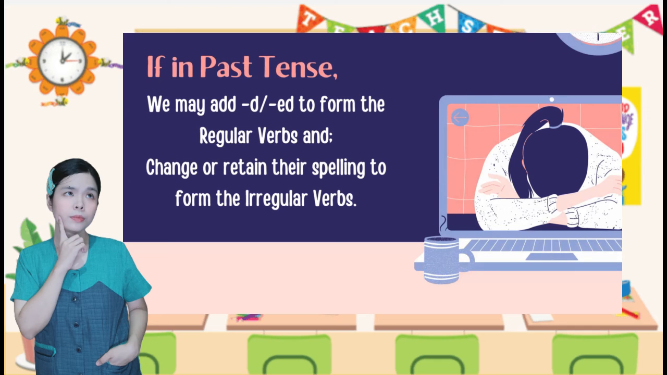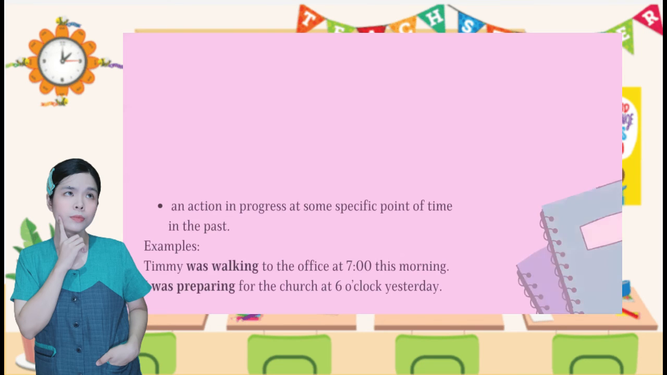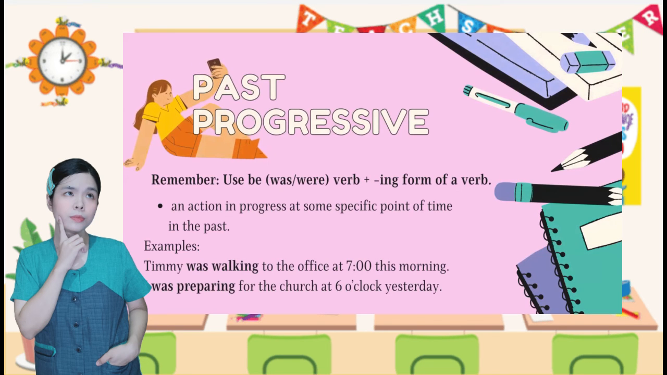Now class, in past tense, we add d or ed to form the regular verbs and then change or retain their spelling to form the irregular verbs. In past progressive aspect, we are just going to use the past tense of the be verb, wherein was or were, plus the ing form of a verb.